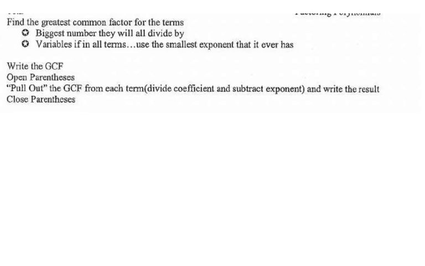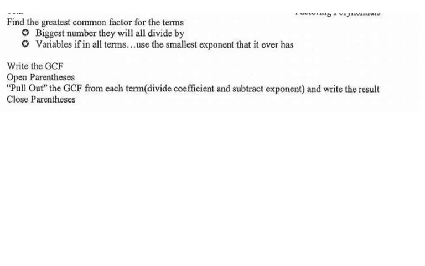Okay, this is for Algebra 1, and this is Factoring Polynomials, Day 1. You have to remember what the greatest common factor is, which is what we learned yesterday. The greatest common factor is the biggest number that will go into all of the terms. And if there is a variable in all of the terms, you can use it with the smallest exponent that it ever had.